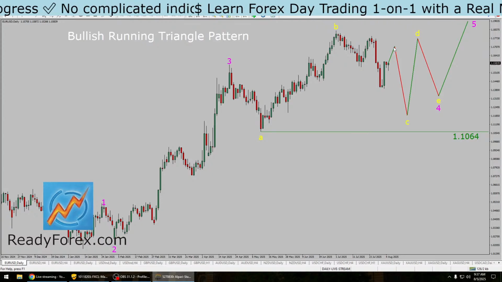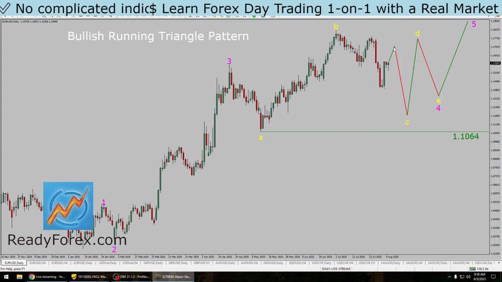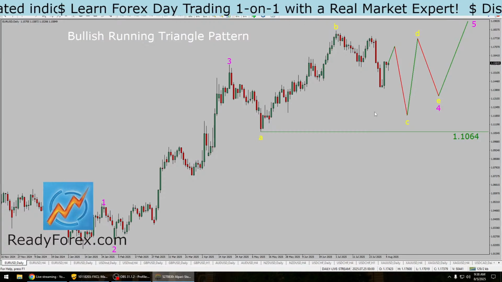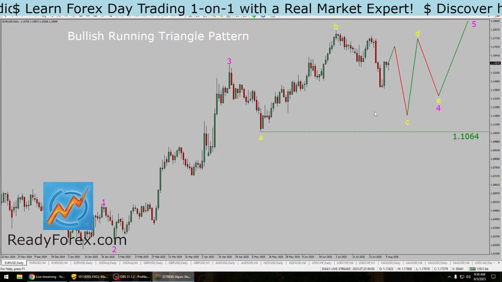Now I will also share with you the alternative Elliott wave count as well. Okay, but this is the analysis. This is the Forex forecast based on Elliott wave.